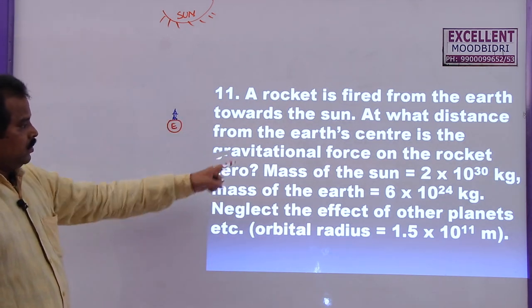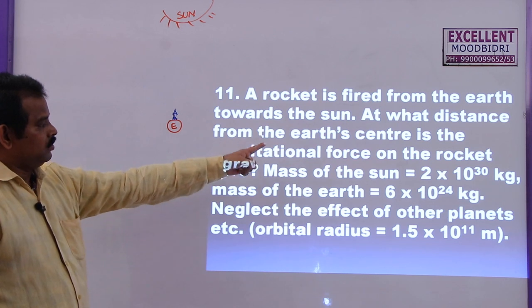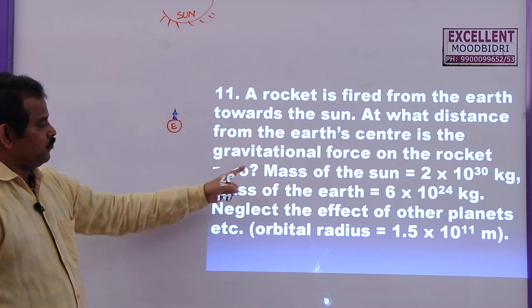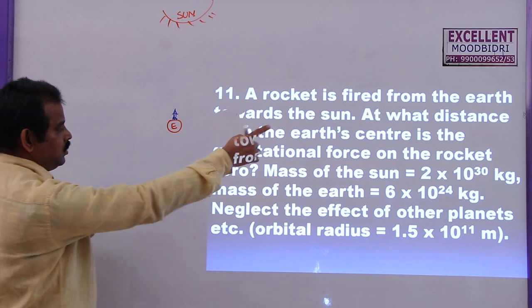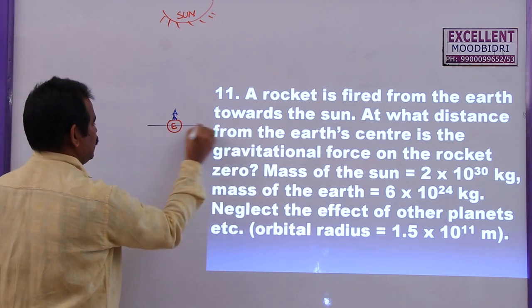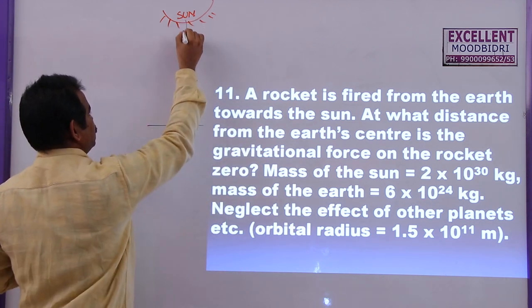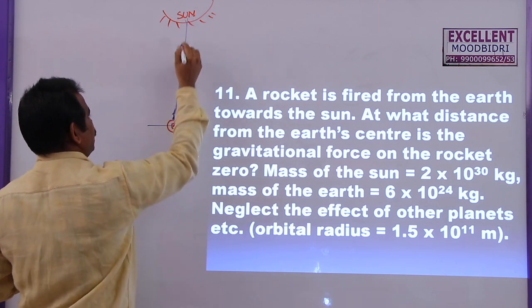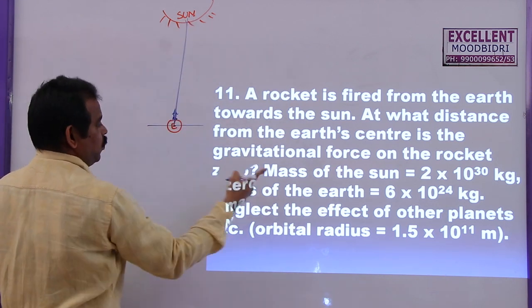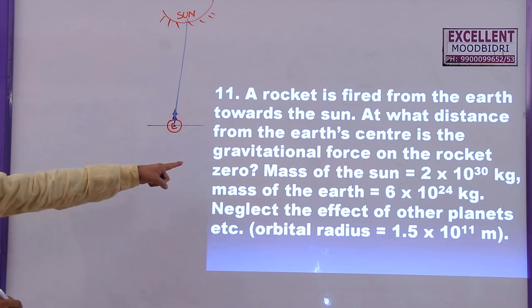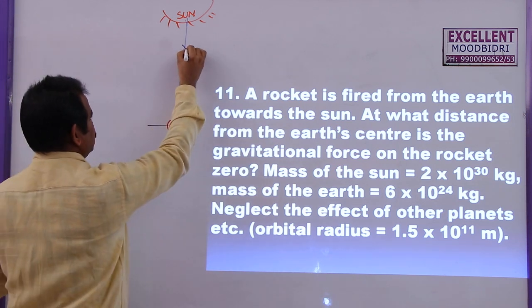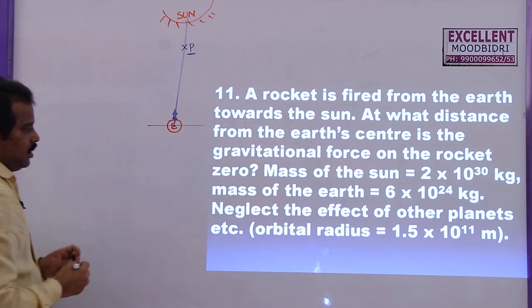Now, from the earth center, at what distance is the gravitational force on the rocket 0? So this is the center of our earth. This is the line joining the sun and this earth. At what point is the gravitational force 0? So this is the point, let us say, where the gravitational force is 0.